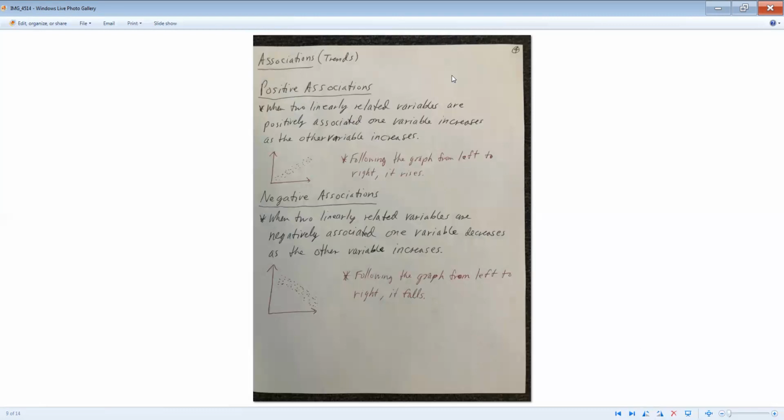Associations and trends. Associations or trends, they're the same thing. Positive associations or positive trends occur when one variable increases, the other one increases as well. So in other words, if you follow your graph from left to right, your graph or your pattern should rise. Notice from left to right, this goes up. Negative associations occur when one variable increases, the other one decreases. So following your pattern from left to right, it goes down or falls.